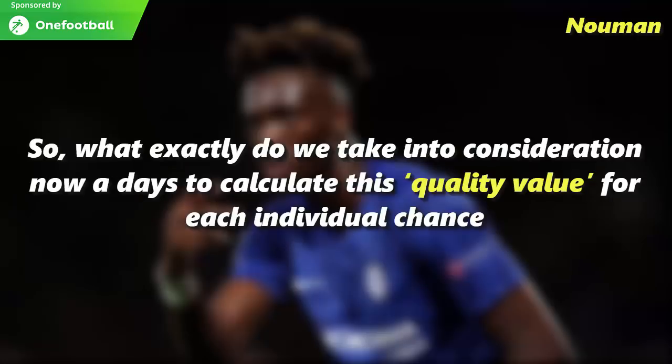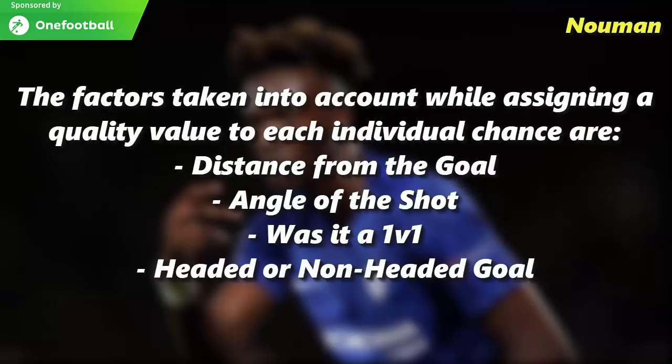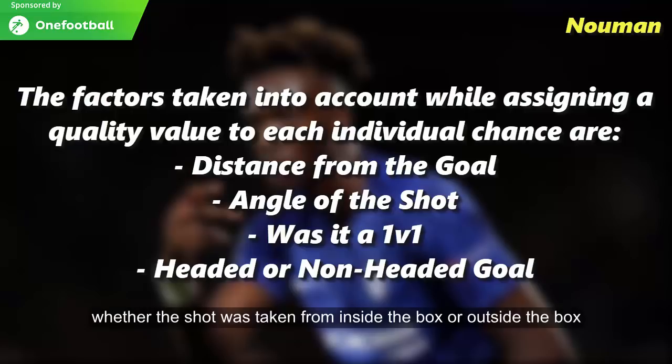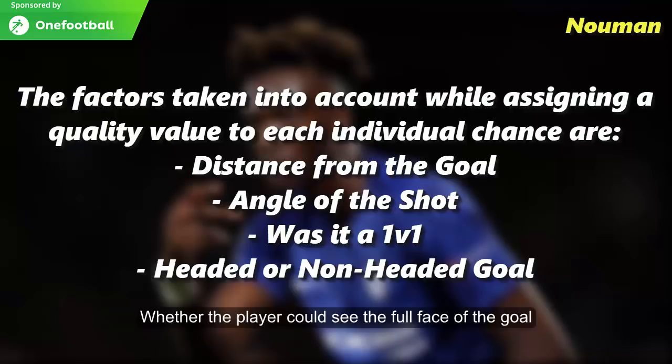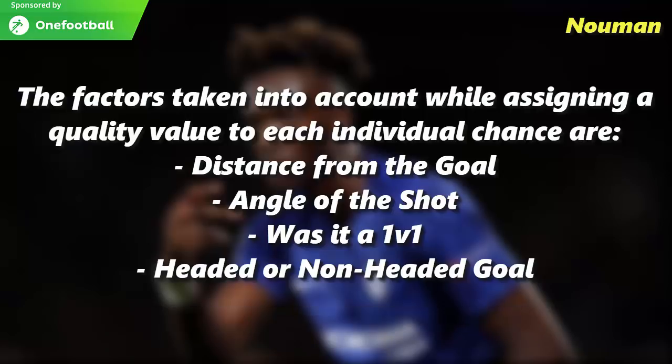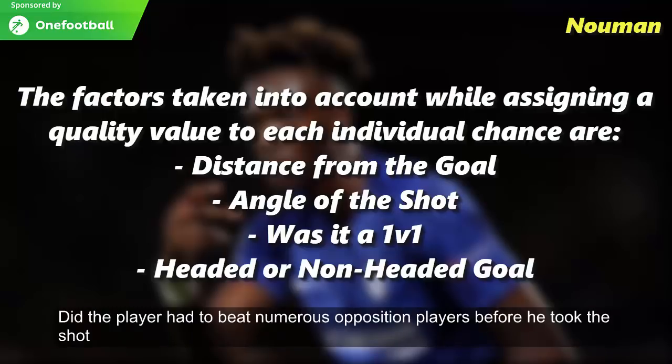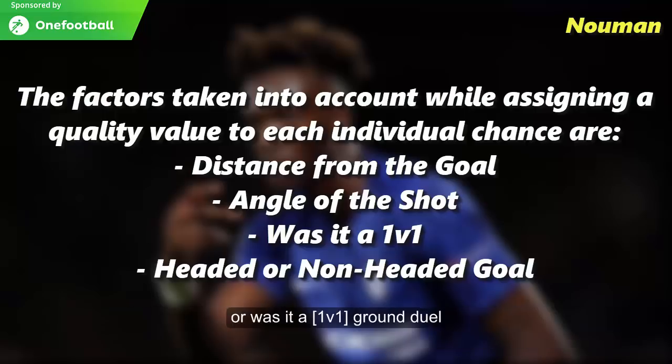So what exactly do we take into consideration nowadays to calculate this quality value for each individual chance? The factors taken into account while assigning a quality value to each individual chance are distance from the goal, whether the shot was taken from inside the box or outside the box, and angle of the shot, whether the player could see the full face of the goal or had a very tight angle to shoot. Was it a 1v1 position? Did the player have to beat numerous opposition players before he took the shot, or was it a 1v1 ground duel?